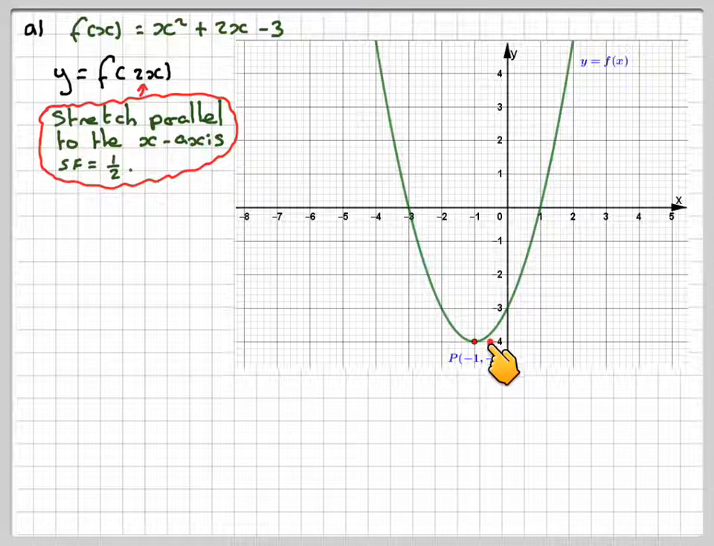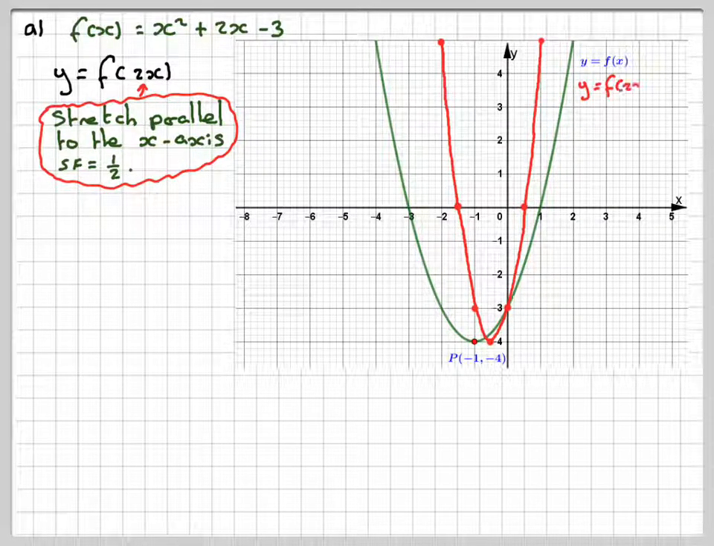So the minimum point will go there. This point here will go halfway. This point here will go to here. And this point here will go to here. Doing the other side, this point here will actually stay put, because it's on the axis. This point here will become half the distance. And this point here will go to this point here. Then we can draw the curve and label it y = f(2x).